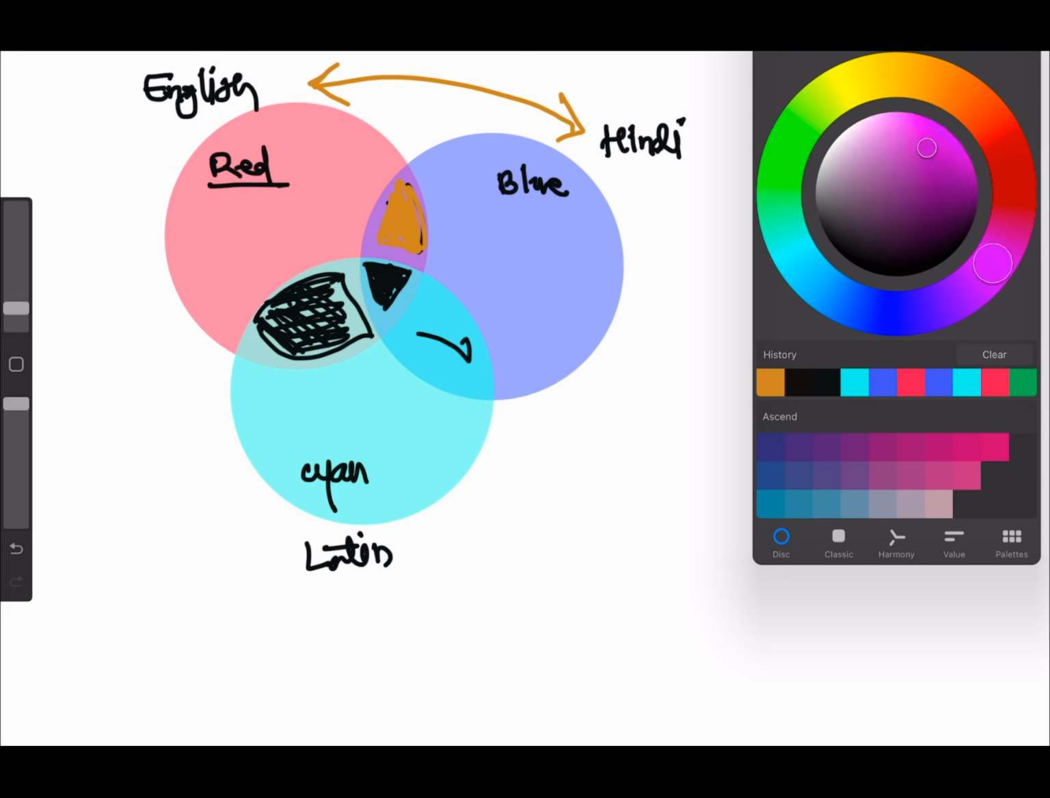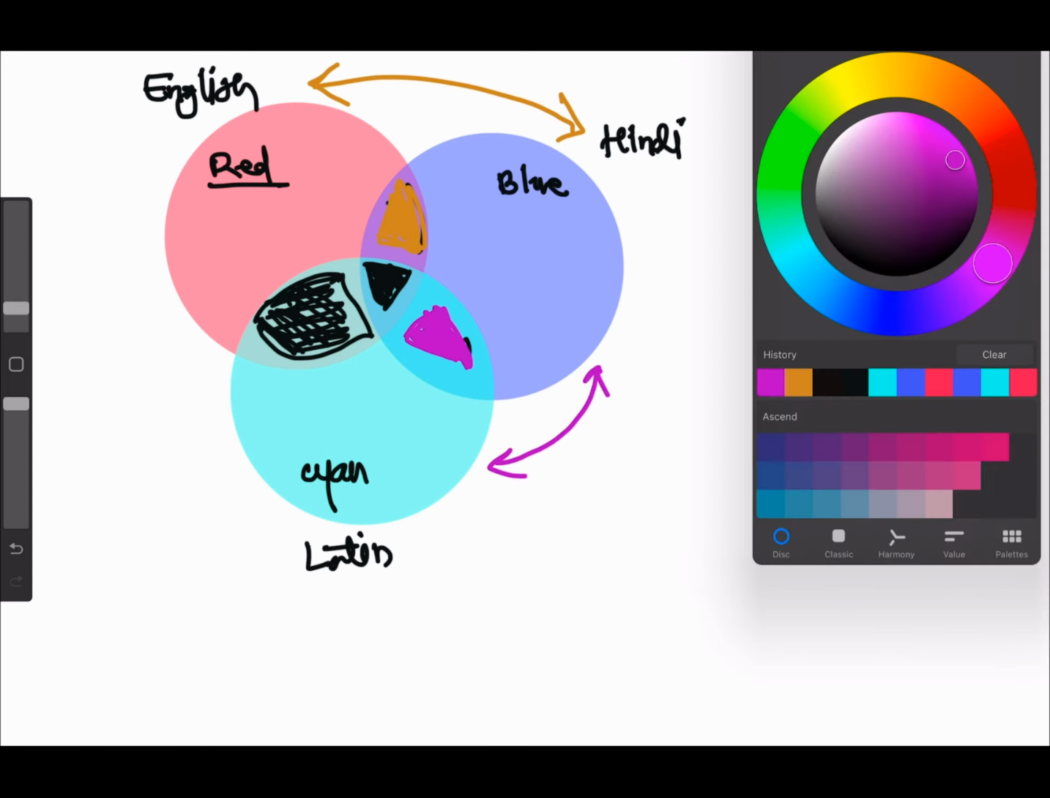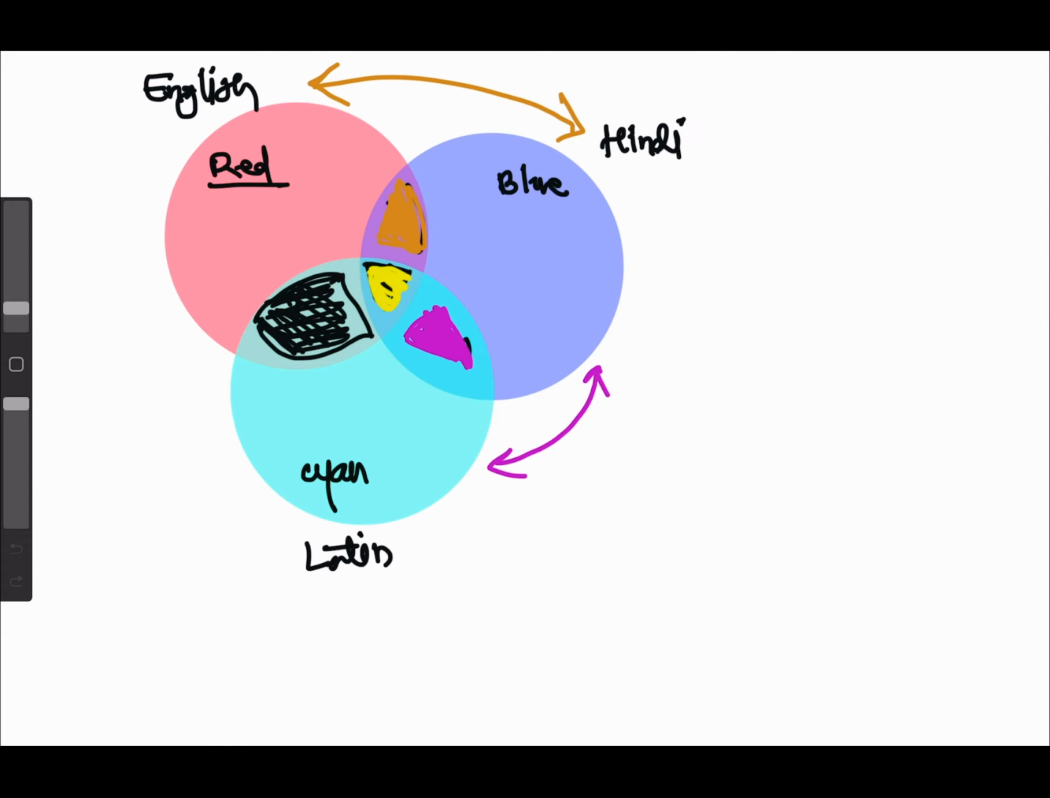Now, in this part here, you can say that a certain number of people speak Latin and Hindi. But you also know there is an intersection between all these three languages. Where? Here, I'm showing with yellow. So these people speak English, Hindi and Latin, all three languages, correct?